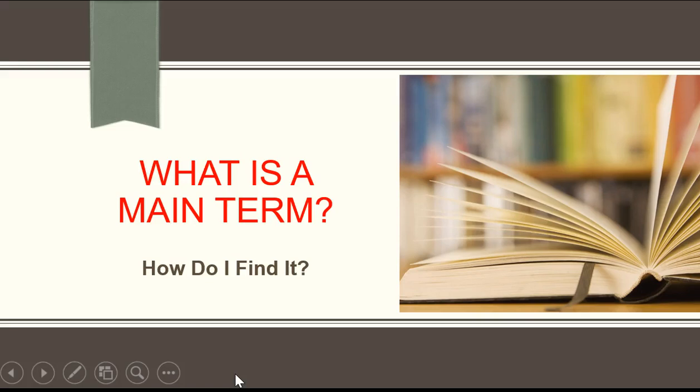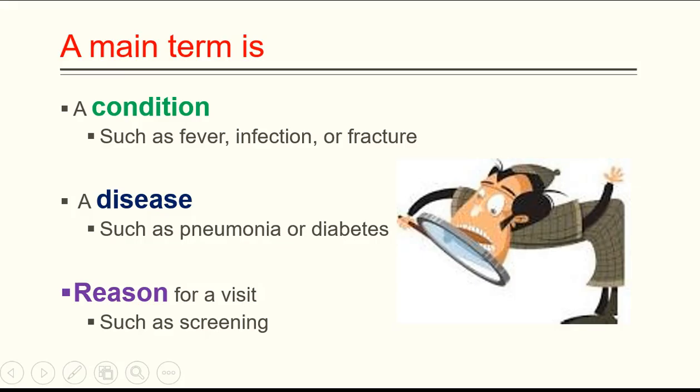Finding the main term is going to be important because that is the first word that you're going to look up in your alphabetic index in your ICD-10 coding manual. So what is a main term? A main term will be a condition like a fever or an infection or a fracture. It could be a disease like pneumonia or diabetes. It could be the reason for the visit, such as a screening.